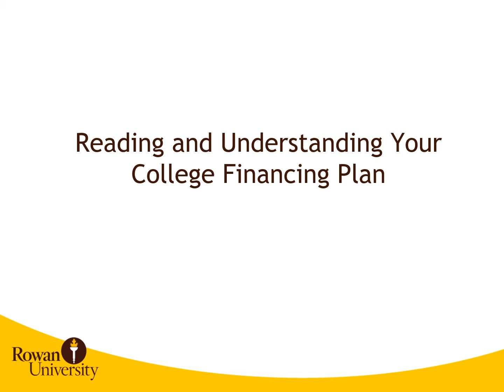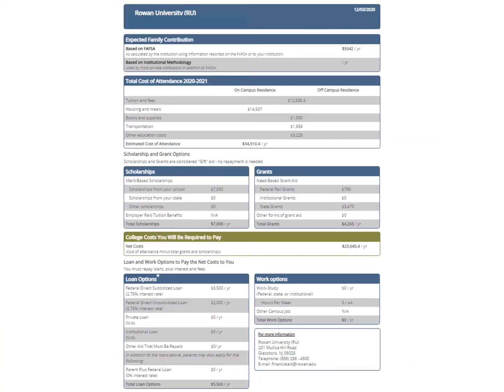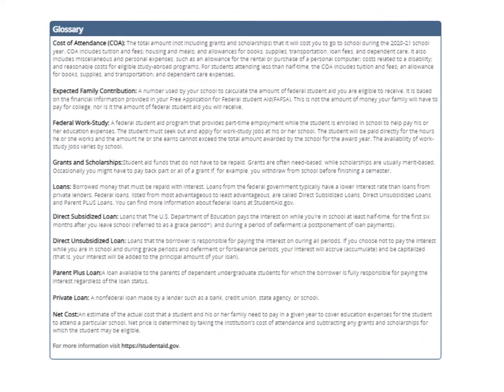Today we're going to review how to read and understand your college financing plan. This is what your college financing plan may look like. We're going to break down each section of this plan together and hopefully answer any questions you have about what the numbers or costs on this plan mean.